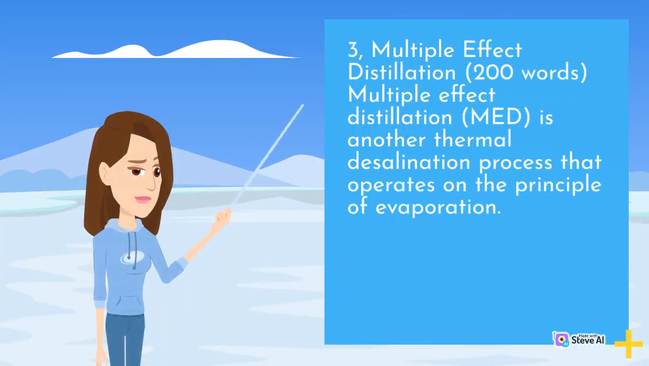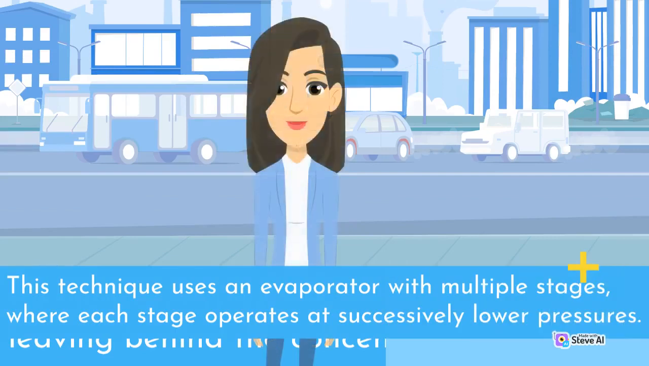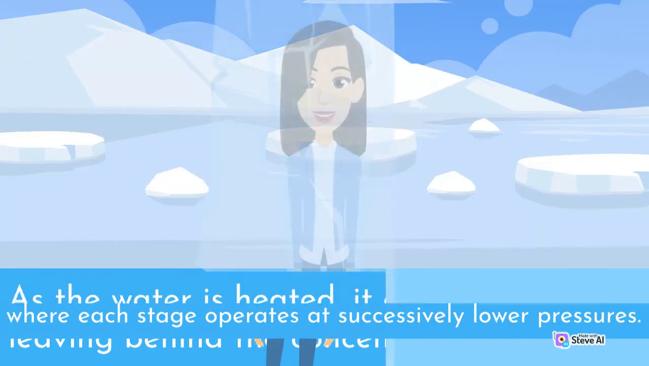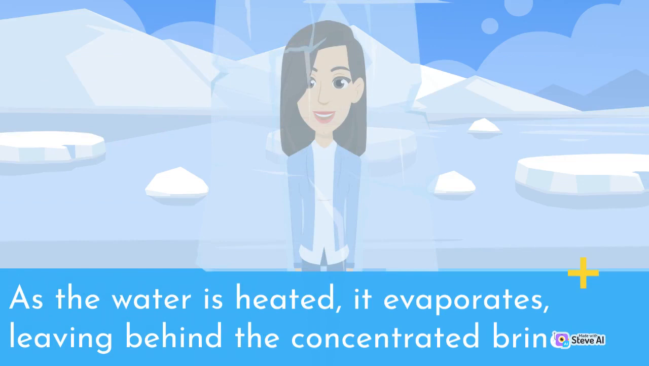3. Multiple effect distillation. 200 words. Multiple effect distillation, MED, is another thermal desalination process that operates on the principle of evaporation. This technique uses an evaporator with multiple stages, where each stage operates at successively lower pressures. As the water is heated, it evaporates, leaving behind the concentrated brine.